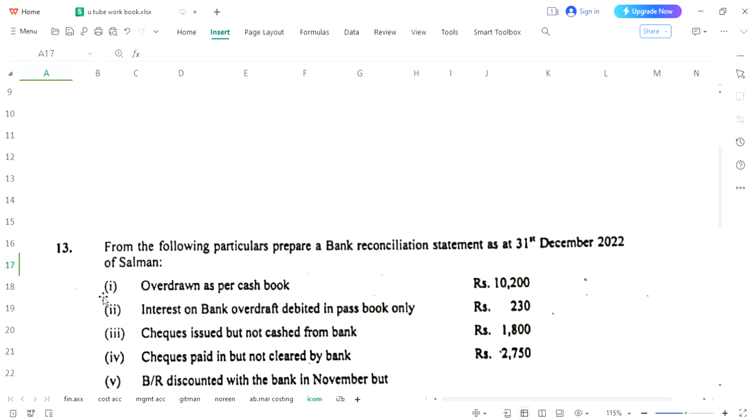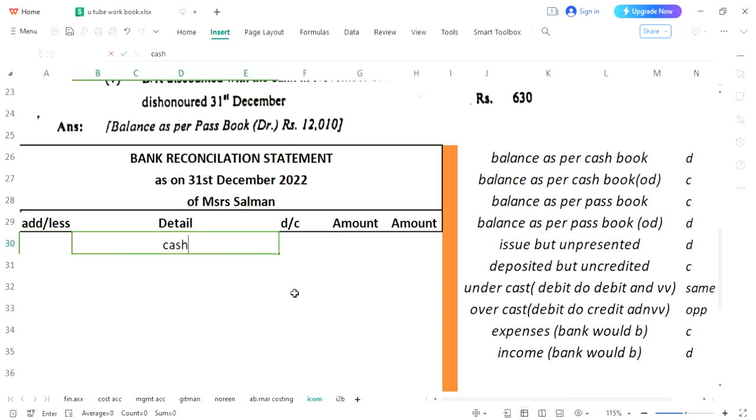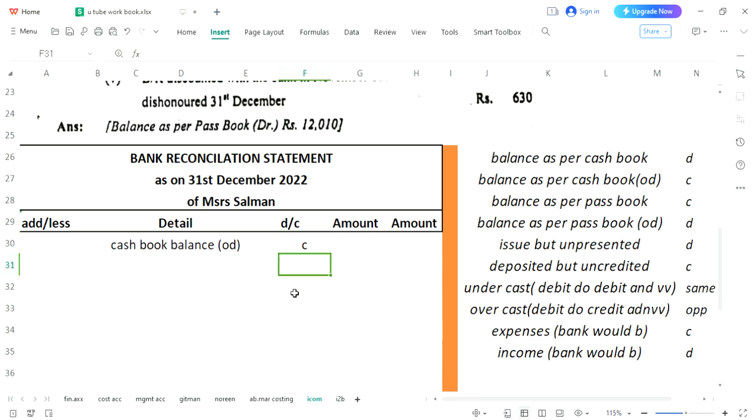Alright guys, first line: overdrawn cash book. So let's write down the initial heading: cash book balance, but it is an overdrawn balance, and you are well familiar that it should be written on the credit side. Let's see how much it is: 10,200, because an overdrawn balance is unfavorable. It's a sort of loan, and we have already mentioned cash book overdrawn. It should be credit, and we have written it on the credit side.